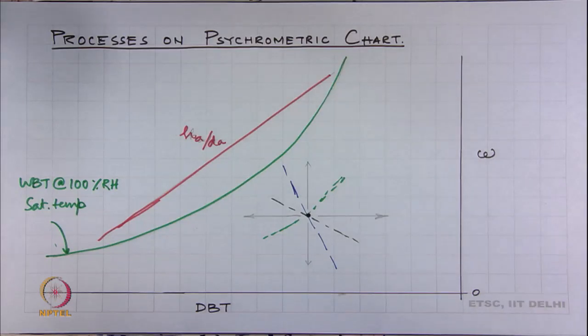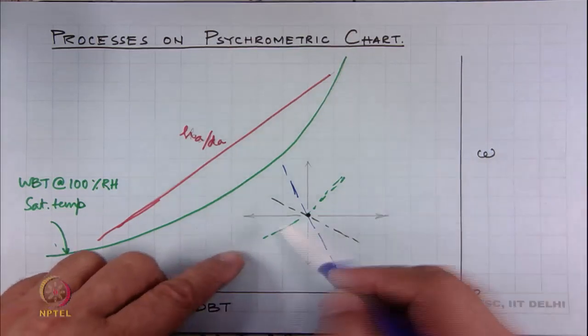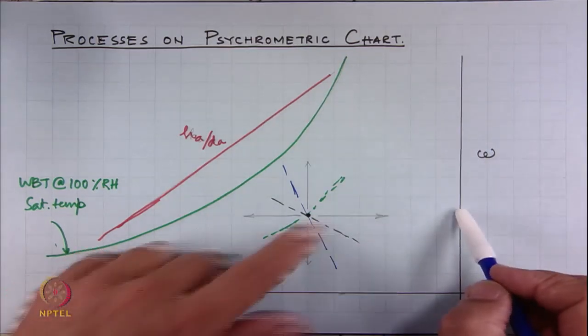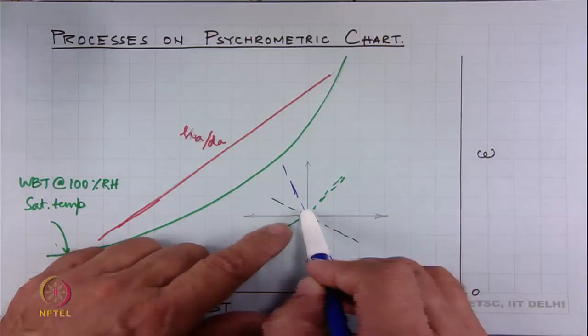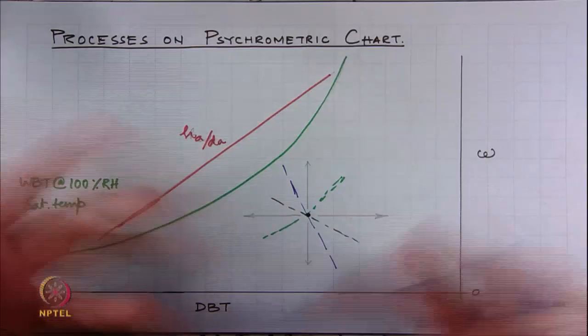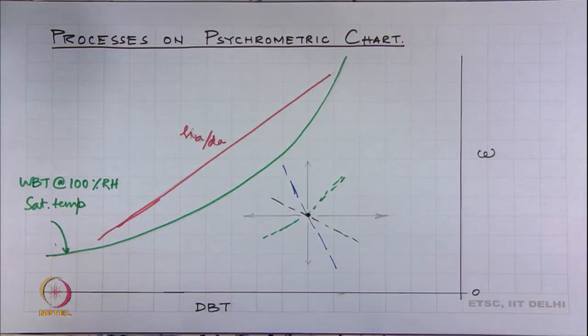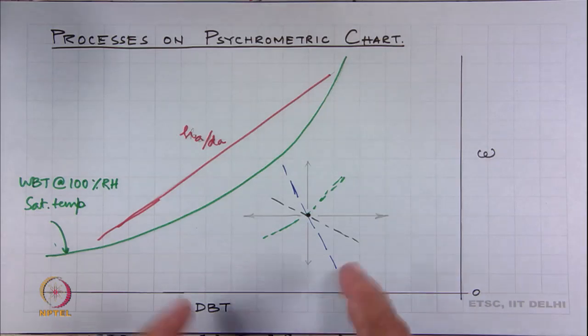So, we can uniquely identify the state, or even if it was not dBT, if it was say omega and RH, we could still say that okay, this was the omega, this much is the RH, the state lies here, corresponding dBT, WBT are this much. So, this is our initial state, and now we say what are the types of processes that can be shown on this picture, and we have shown 4 arrows over here. So, let us go with them one by one.